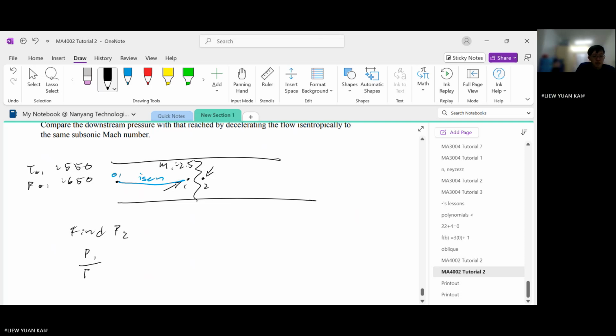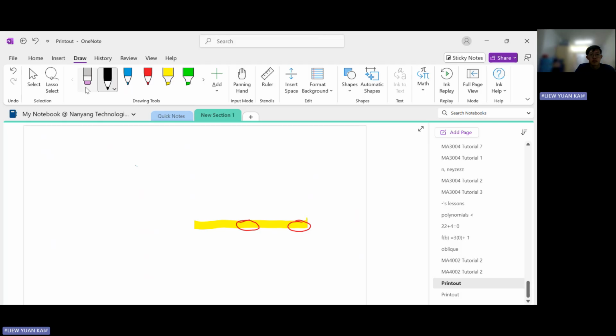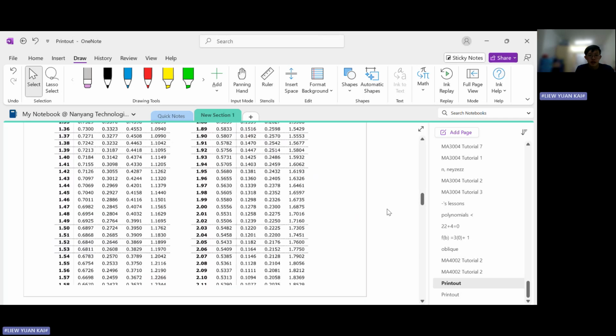So let's go ahead and apply the isentropic flow table to find P1. Okay, so this pressure ratio is a function of the Mach number at point 1, which is 2.5. So you substitute whatever you know. So P1 is unknown. P01 is 650. Yeah, this one, you go to the table, look for Mach number at 2.5. Okay, so Mach number at 2.5 is somewhere down here, I think.